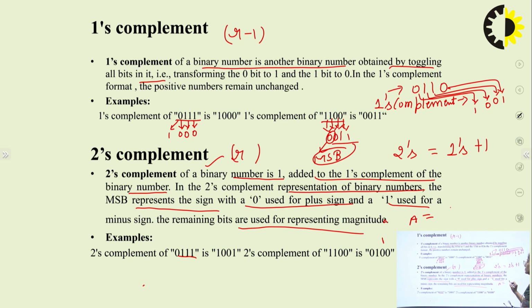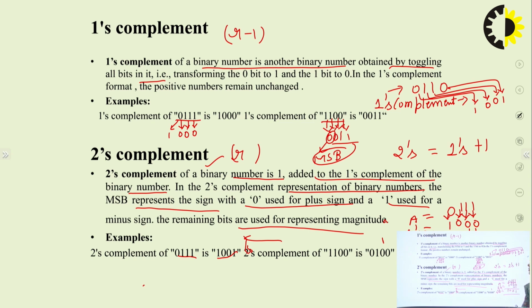Example of 2's complement: we have a number A equal to 0111. First we do the ones complement: 1 is converted to 0, 1 to 0, 1 to 0, and 0 to 1. Now for the 2's complement, we add 1 to the ones complement 1000 and get our result, 1001. So that's all about 2's complement.